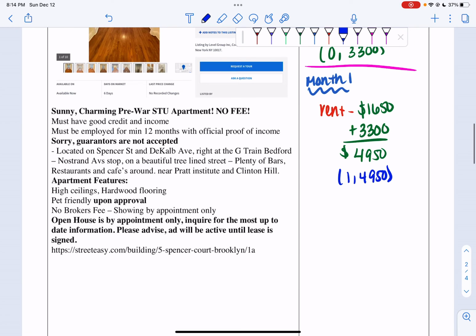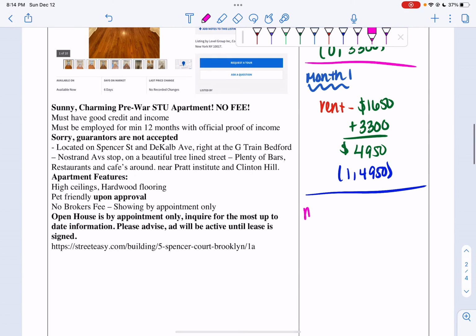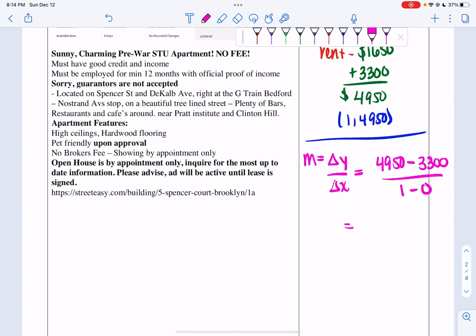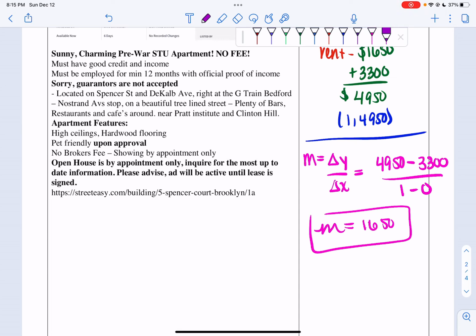Now we're going to take our slope, so $4,950 take away $3,300 over 1 minus 0. Let me type it. 4,950 minus 3,300 gives me 1,650, so I get 1,650 again. So my slope is equal to 1,650.